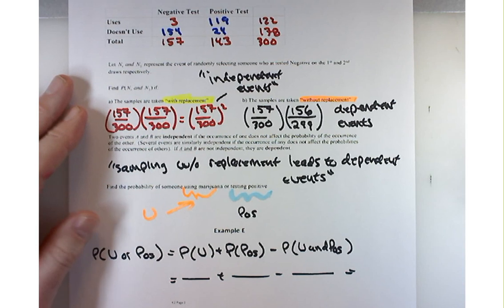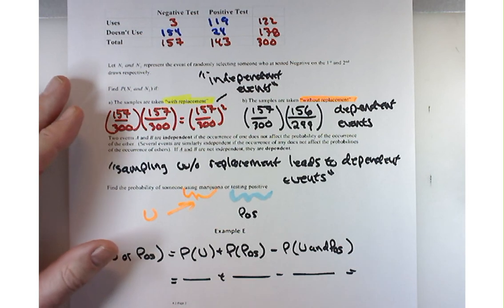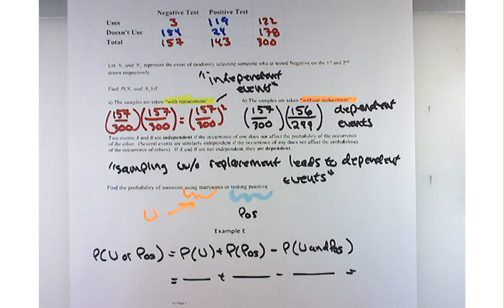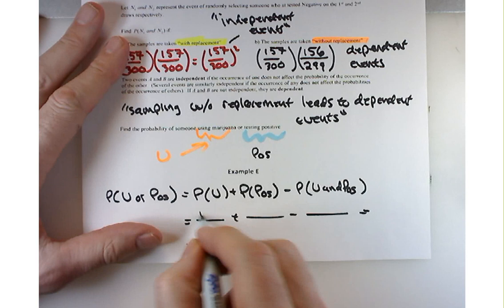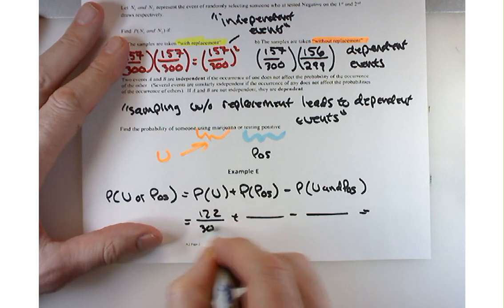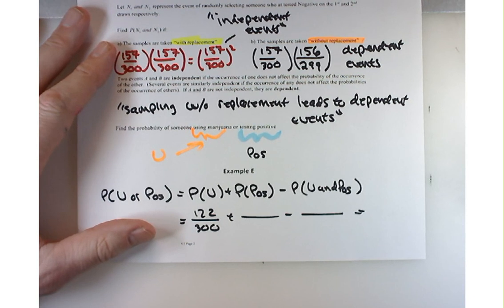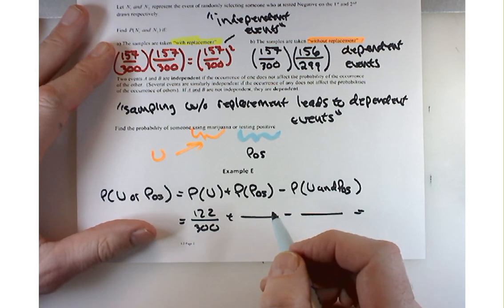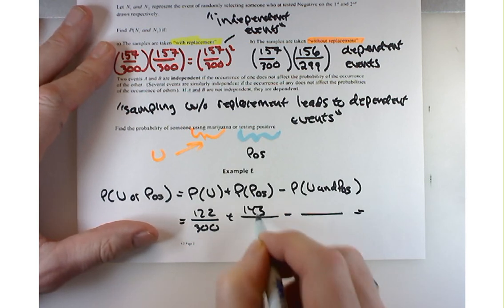Okay, so let's take a look here. What's the probability that somebody uses, according to this table? Good. You've got to go to the marginal total. There's 122 over 300. Nice. Grace, what's the probability that somebody tested positive? 143 over 300. 143 over 300.